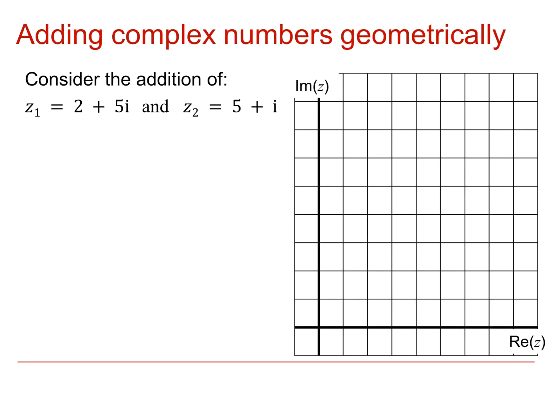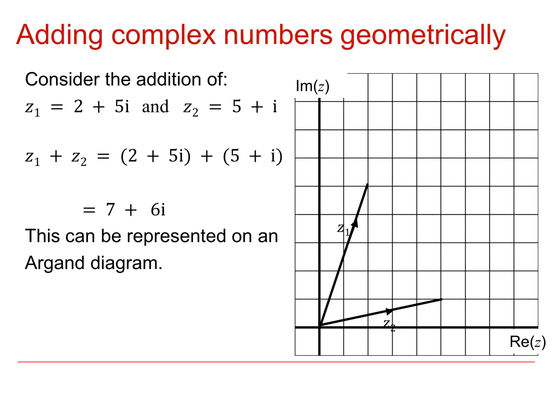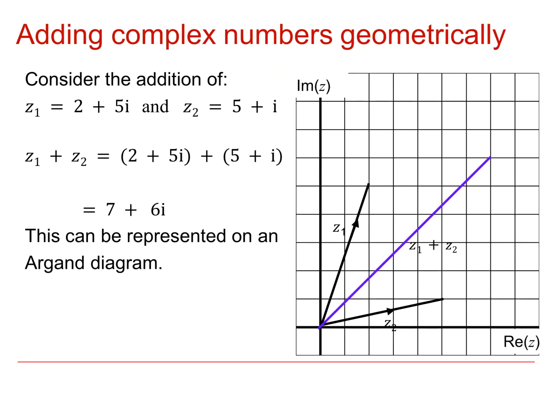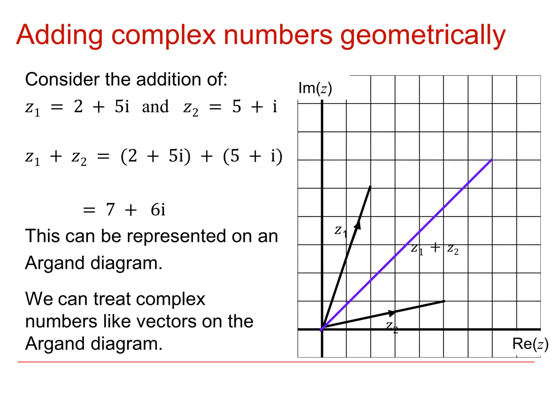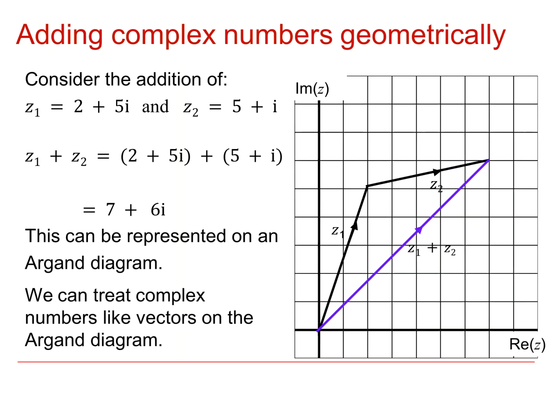Let's look at addition. I've got two complex numbers here, and they're plotted on the Argand diagram. If I add them together, I get 7 plus 6i, which is also now plotted on the Argand diagram. If I think of z1 and z2 as vectors, we can get a vector addition, where z1 plus z2 is the vector z1 followed by z2.